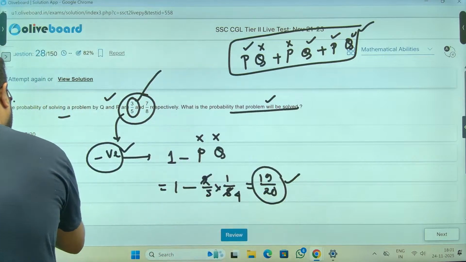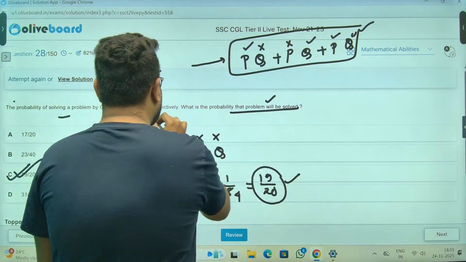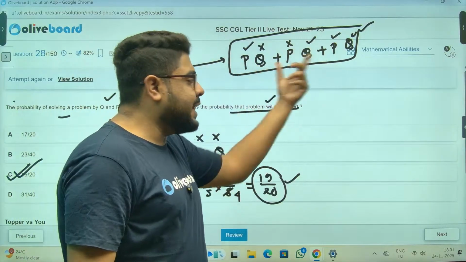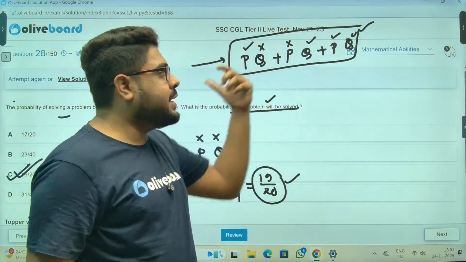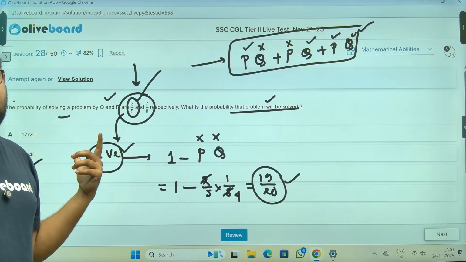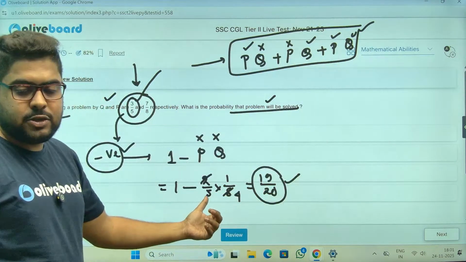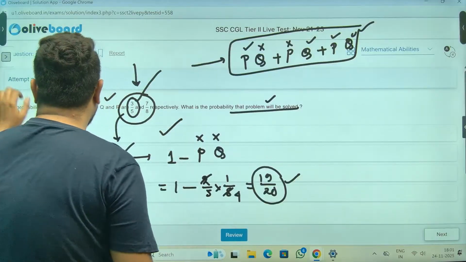Now again, please understand, you can do it in these 2 scenarios. You can do it like this. This will also not be very lengthy. But when 3 scenarios come, there are 3 persons instead of 2, this will become very lengthy. Then the only feasible option is this. So learn this properly, sir.